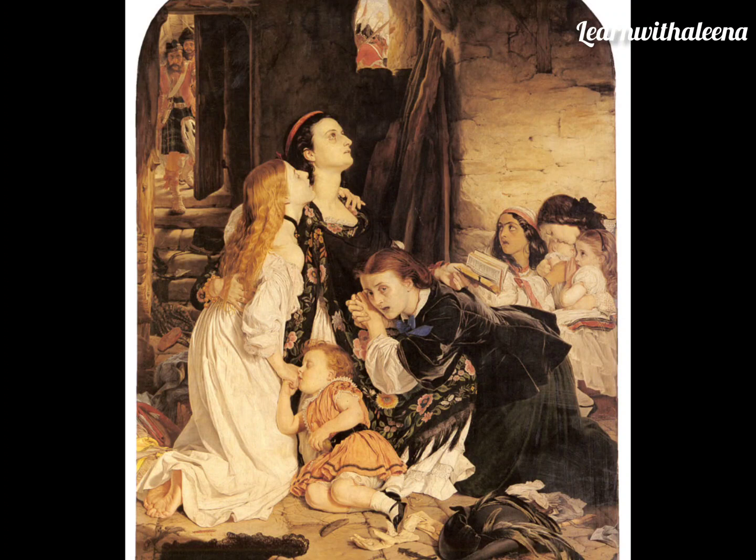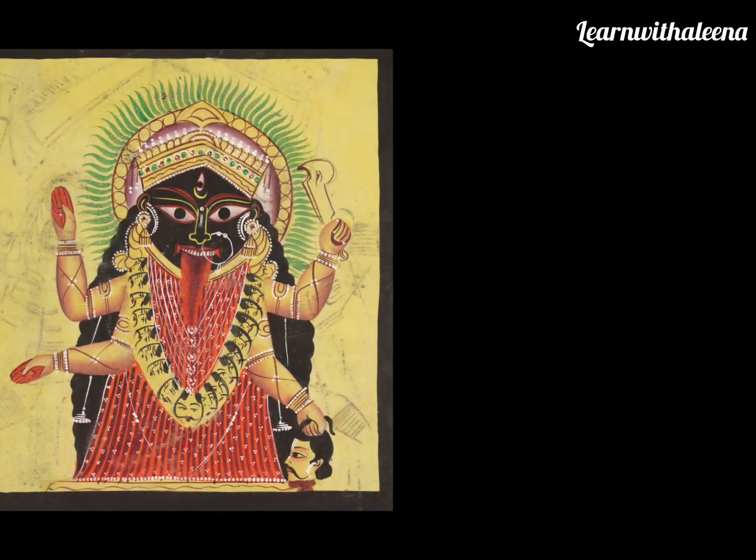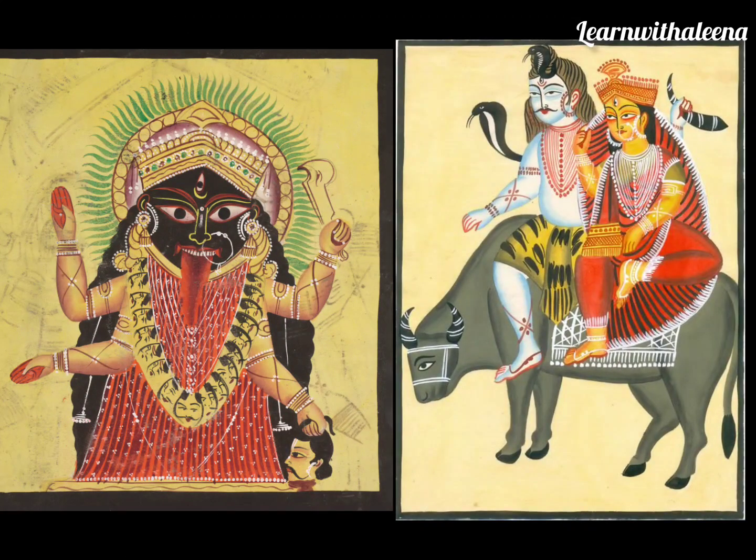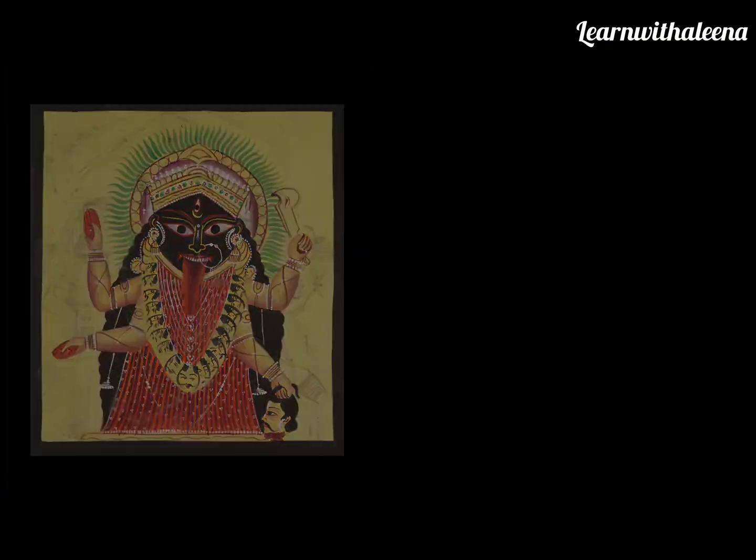Kalighat painting, which came to the fore in Calcutta in the 19th century, depicted not only mythological figures but also ordinary people engaged in their everyday lives. These paintings made a comment on social evils of the time.